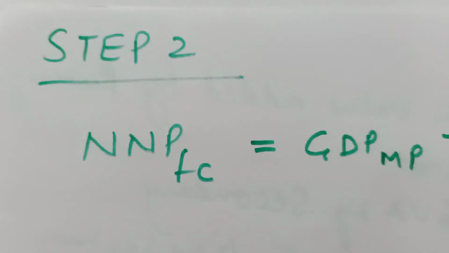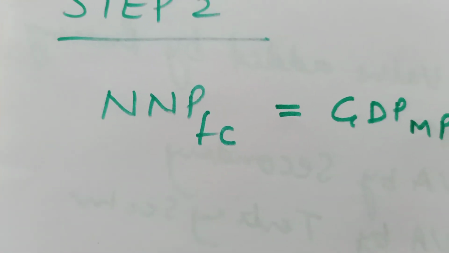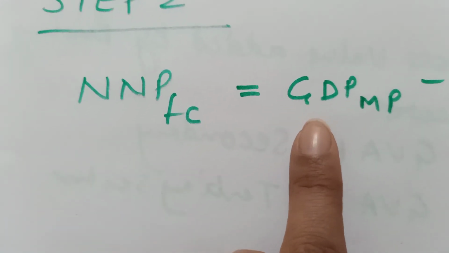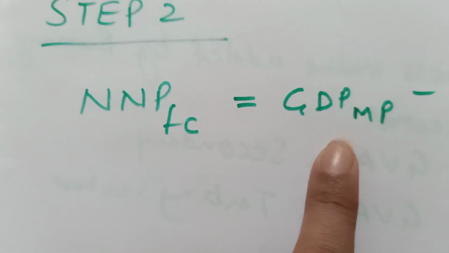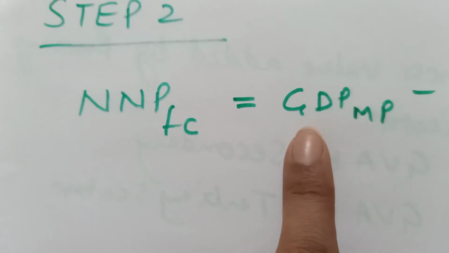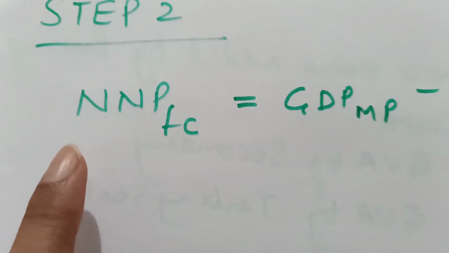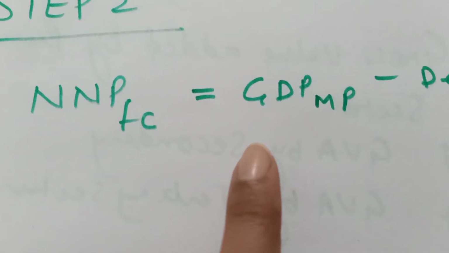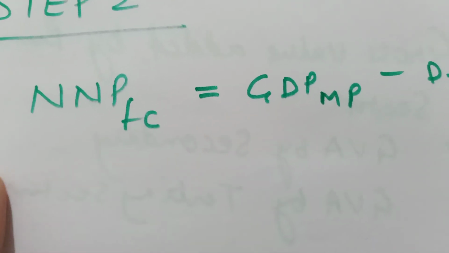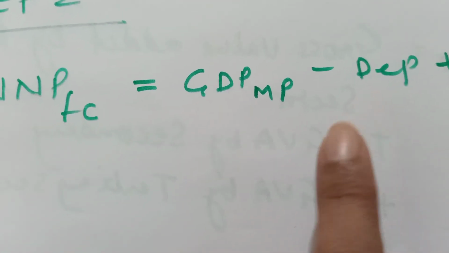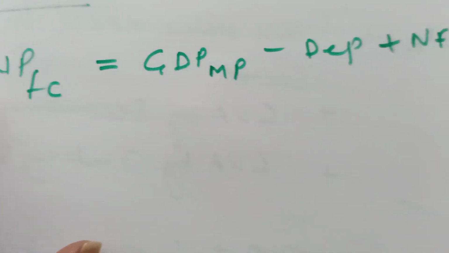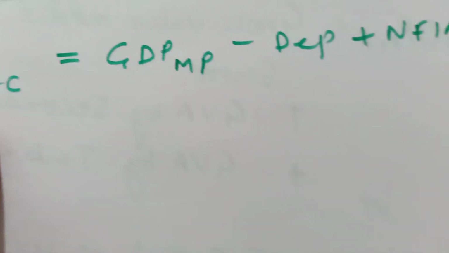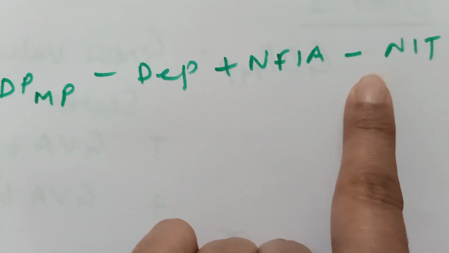Here step number 2, you can see NNP-FC we have to calculate. NNP-FC is to be calculated and GDP-MP we have calculated. What is given to you will be written on the right hand side, and on the left hand side we will write what is to be calculated, that I have told you earlier. So gross to net, you will deduct depreciation. Domestic to national, you will add NFIA. And market price to factor cost, you have to deduct NIT.